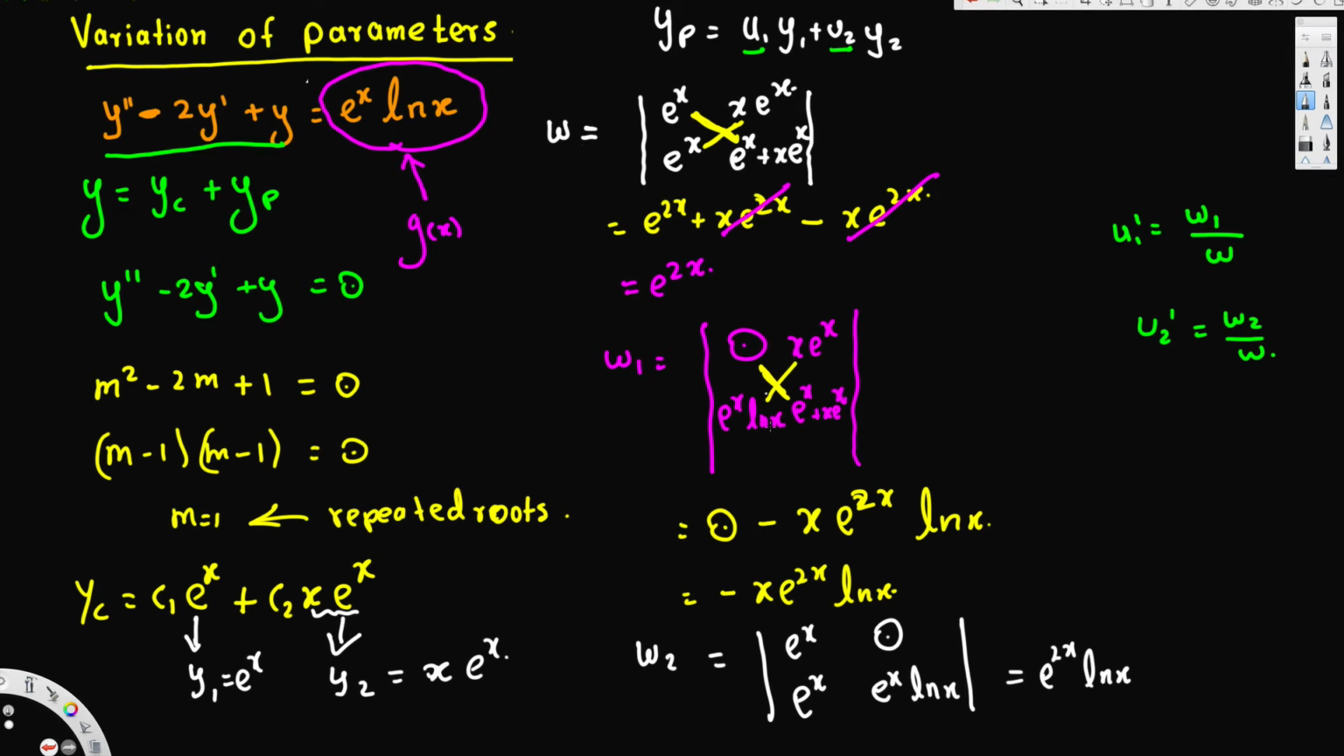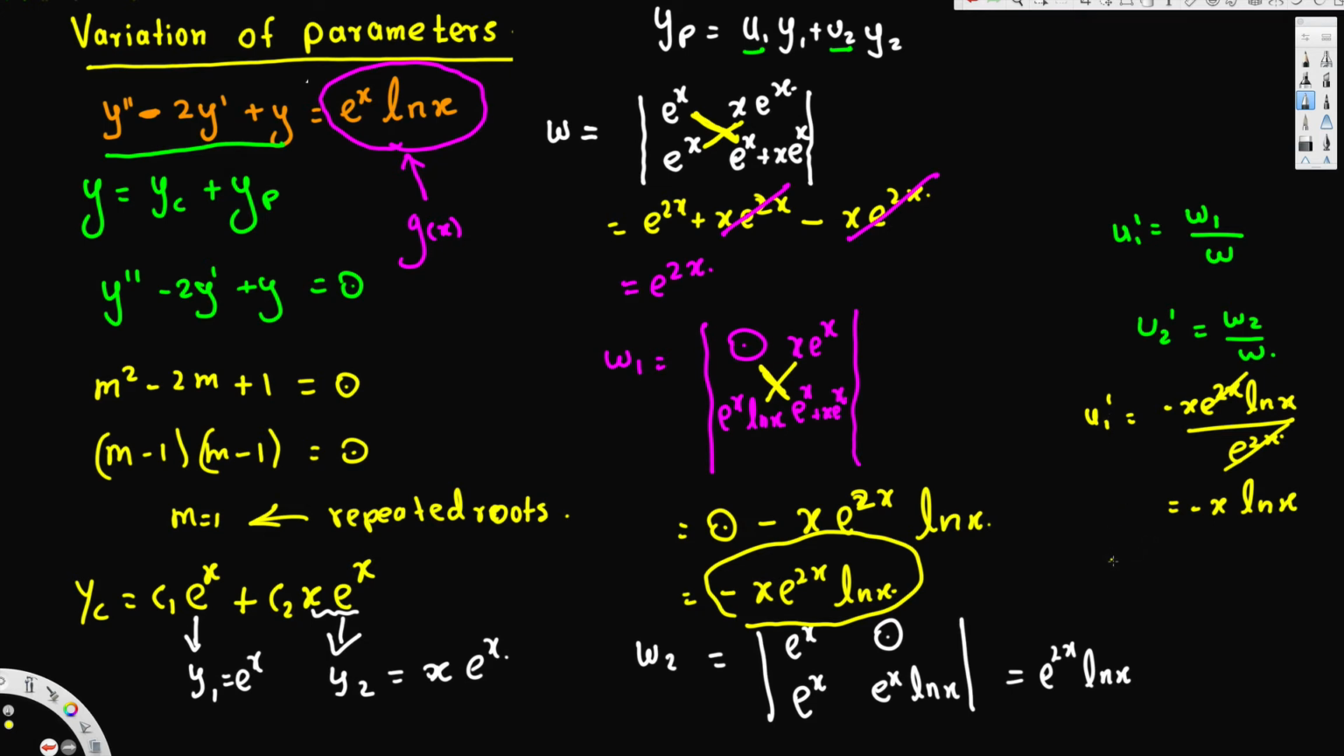The purpose of finding all these things is to find u1 prime and u2 prime. Now let's go ahead and find u1 prime first. u1 prime is W1 over W. W1 we found is minus x e^(2x) ln x, divided by W. W is e^(2x). When you do that, these two terms will cancel, so you will get minus x ln(x). This is u1 prime.